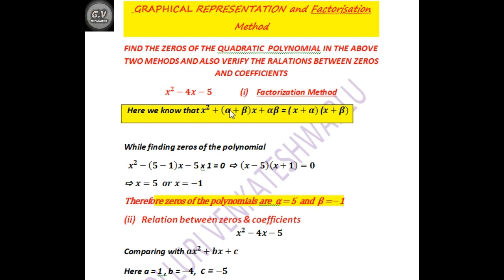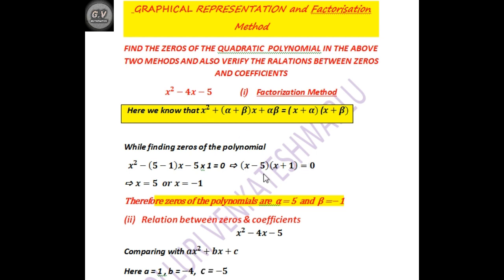According to the above formula, it is split into linear factors, that is x minus 5. x minus 5 is a linear factor, and one more linear factor is x, minus into minus. Minus into minus becomes plus. x plus 1 is another linear factor. Look here, x minus 5 is a linear factor, and x plus 1 is another linear factor, each equal to 0, because zero of the polynomial means equalizing to 0.